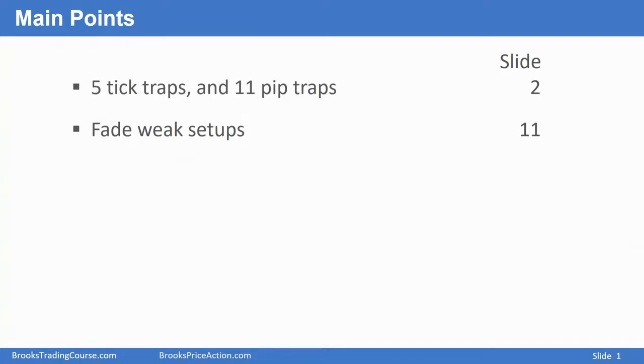I'm going to begin by talking about 5 tick traps and 11 pip traps, where the market goes almost far enough for a scalp and then reverses. Finally, I'll talk about fading weak setups.